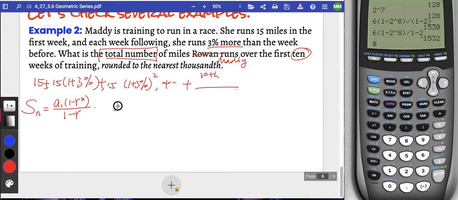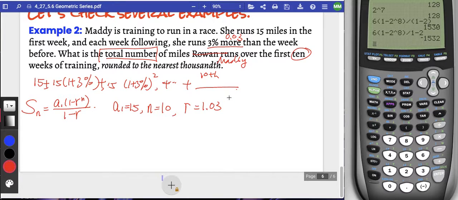First, we know the first term, which is 15. And also we know this is 10 weeks. So n is 10. And also now we need to know the ratio. Remember, it's increased by 3%. So we are going to convert it to 0.03 plus 1. So the ratio is 1.03.